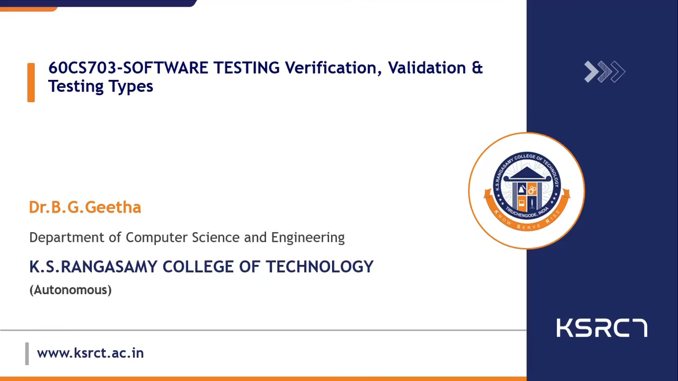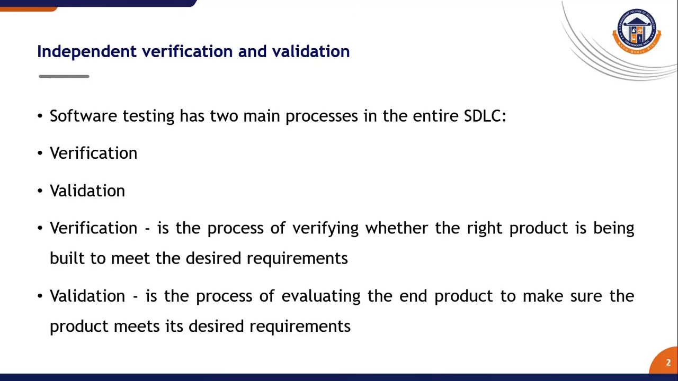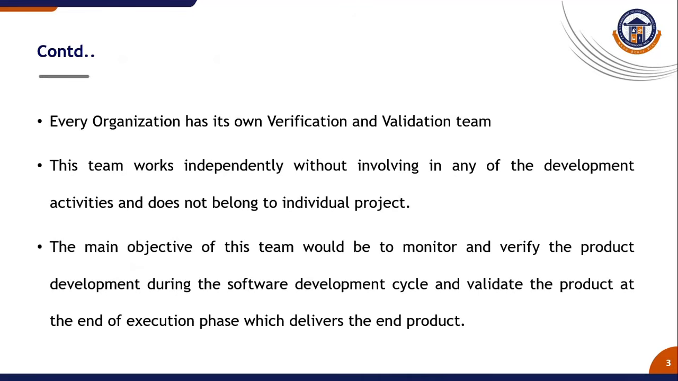Today we are going to see about software testing, 60 CS 703, verification, validation and testing types. Independent verification and validation. This is the quality assurance parameter. It has the two main processes in the entire software development life cycle: verification and validation. Verification is the process of verifying whether the product is being built to meet the desired requirements. Validation is the process of evaluating the end product to make sure the product meets its desired requirements.